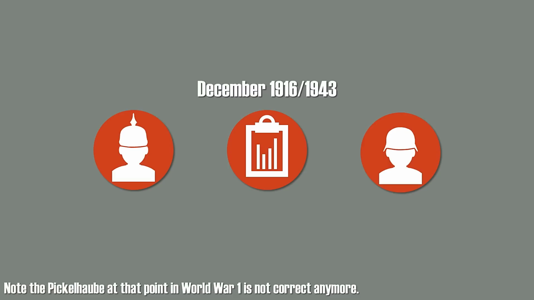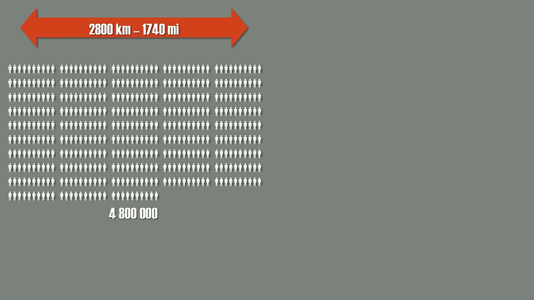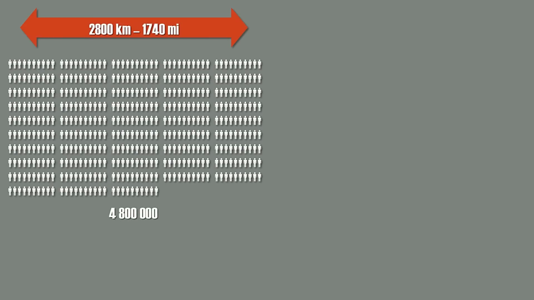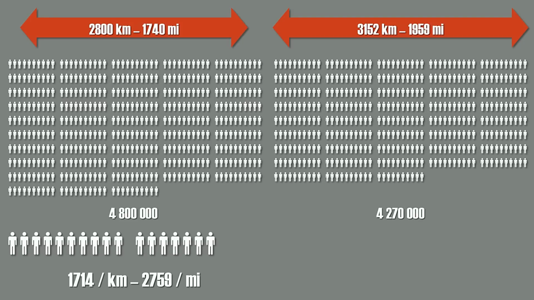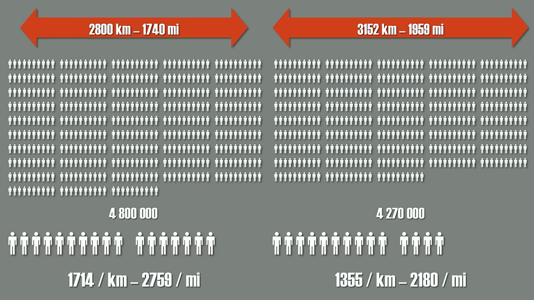For the final stages of the First World War there was a total front length of 2,800 kilometers, which had around 4.8 million men stationed there, whereas for the final stages of the Second World War there was a total front line of 3,152 kilometers with about 4.27 million men. Thus we get 1,714 men per kilometer in World War I versus 1,355 men in World War II.